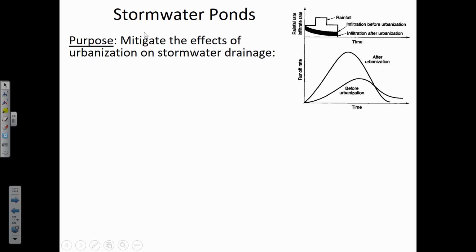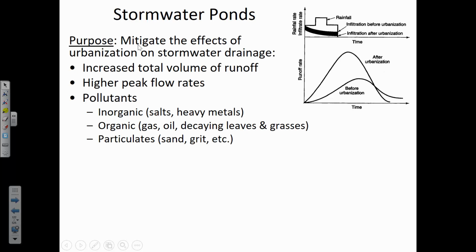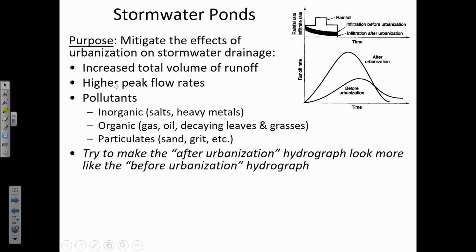And so we're going to try and mitigate the effects. We want to reduce the volume of runoff because urbanization increased it. And we're going to want to lower the peak flow rates because urbanization increased them. And then wherever possible, try and remove some of the pollutants that accumulated.